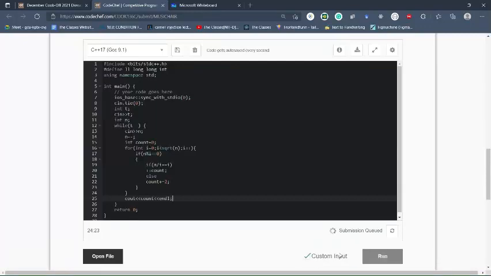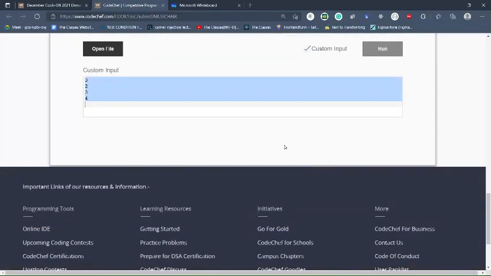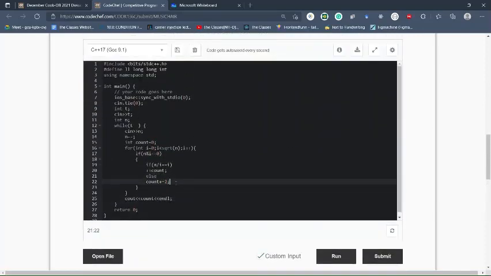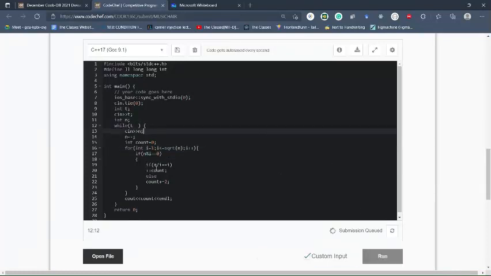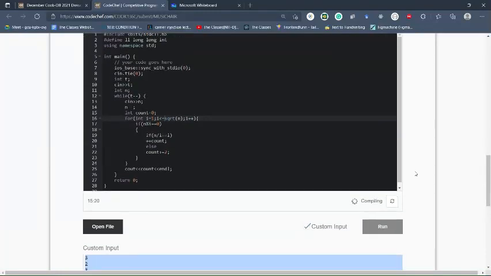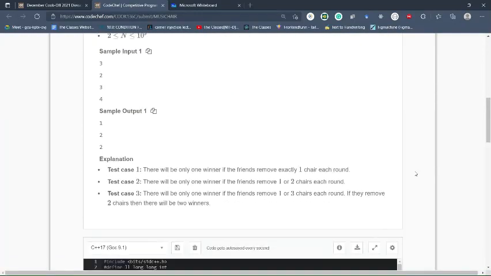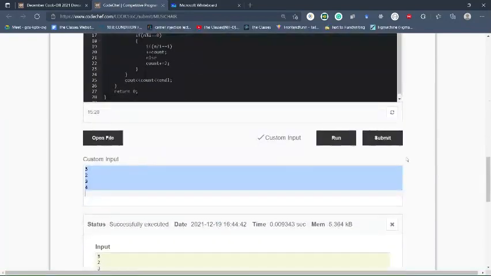Okay, so let's take our input test case here. I have made a mistake here, that is i equals to 1 and i less than or equal to sqrt(n). Now our output for the test case is coming as 1 2, and the expected output is also 1 2. Now let's submit it.